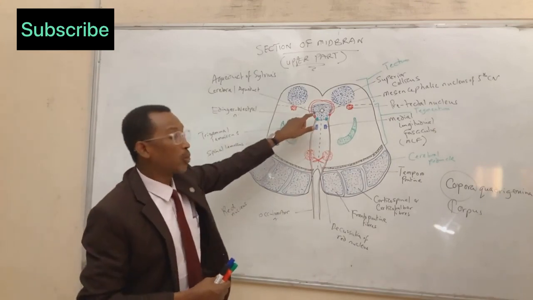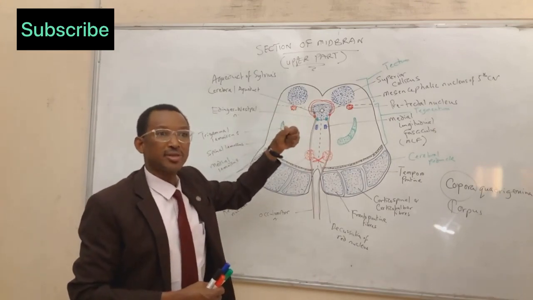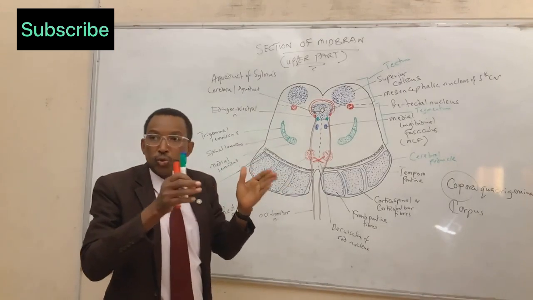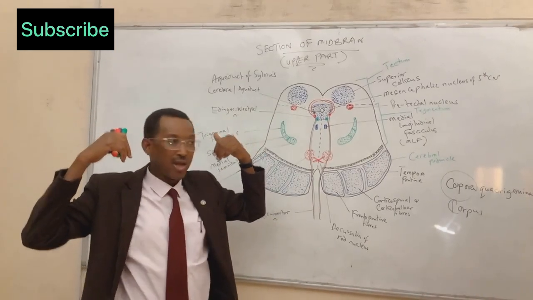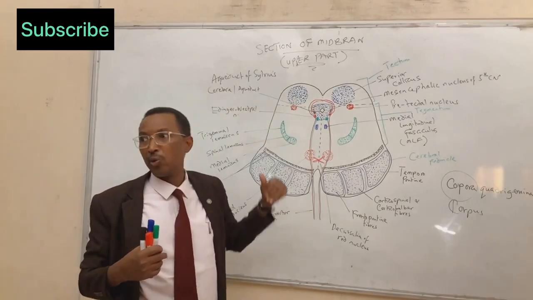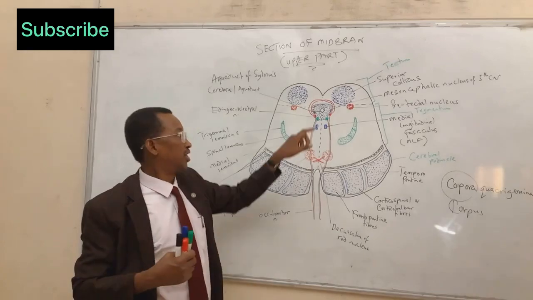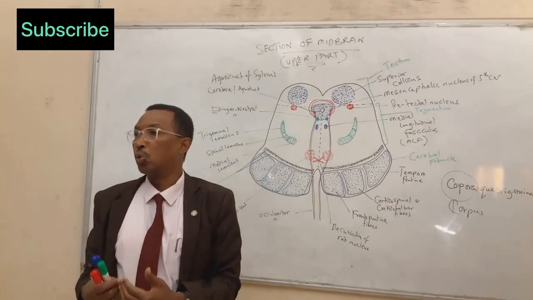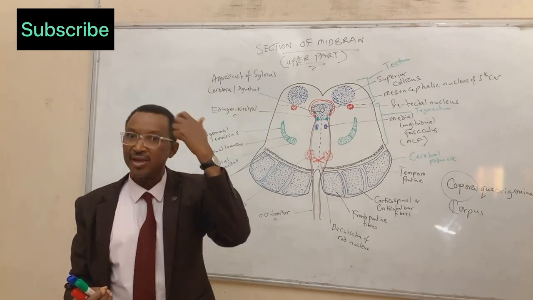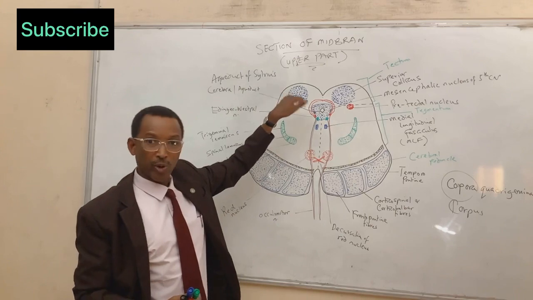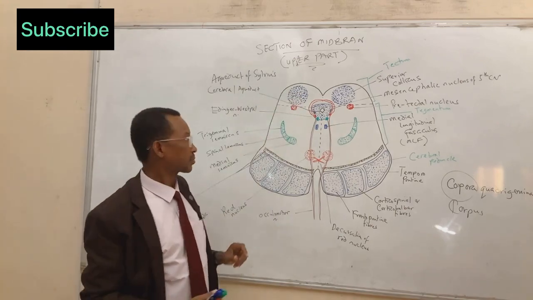This aqueduct joins the third ventricle, the space lying between the two thalami that we discussed before, and the fourth ventricle, which lies behind the pons and the medulla oblongata. So this duct serves as a connection between the third and fourth ventricles. It connects these two ventricles together.